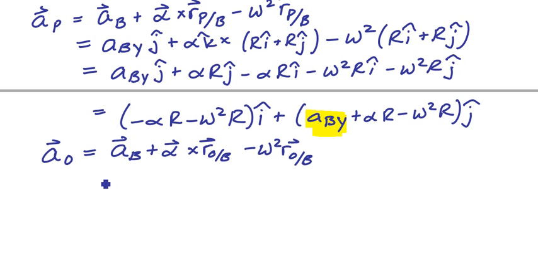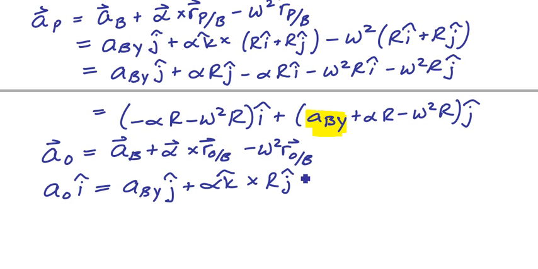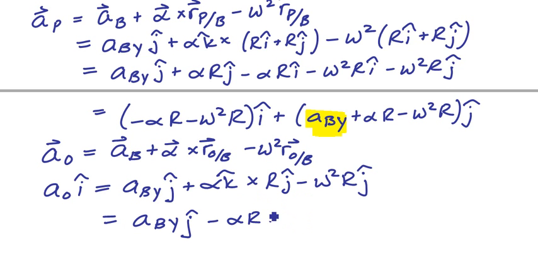Now we can do some substitution here. We'll have that AO has to be purely in the i direction. AB we've already said is some ABY in the j. I'll add to that alpha in the k, cross r of O with respect to B, which is R in the j, minus omega squared R in the j. I expand the cross products here. I'll have ABY in the j. k cross j is going to give me i, so I'll have minus alpha R in the i, minus omega squared R in the j.